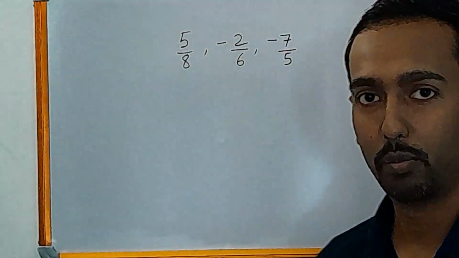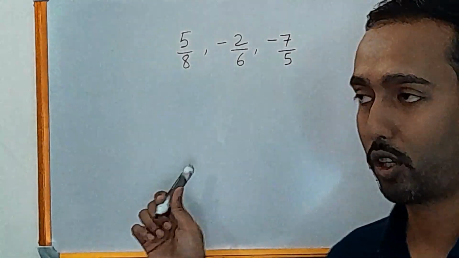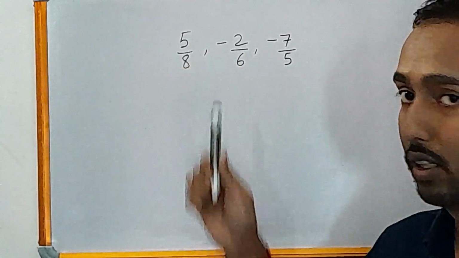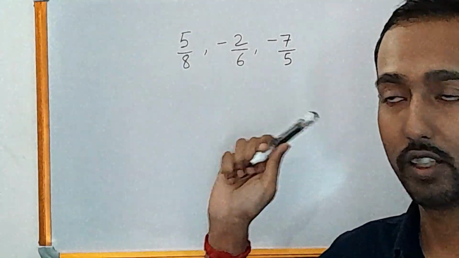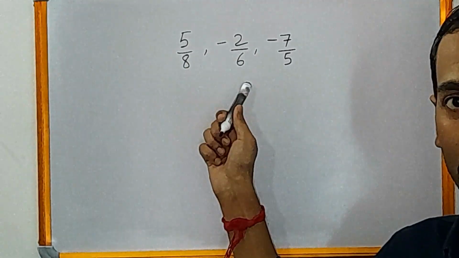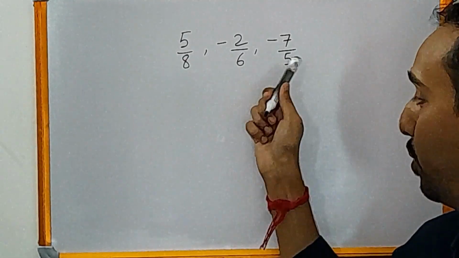So here I have written some numbers, you can see, which are written in the form of p by q. Here the numerator is 5, the denominator is 8; the numerator is minus 2, the denominator is 6; the numerator is minus 7, the denominator is 5. So let's move on to the next topic.